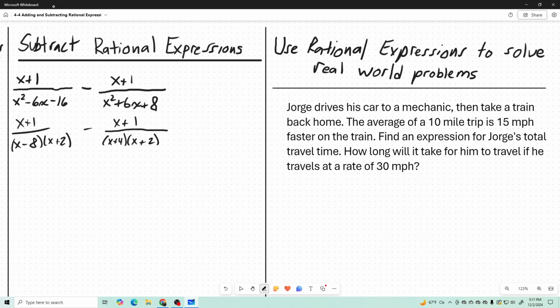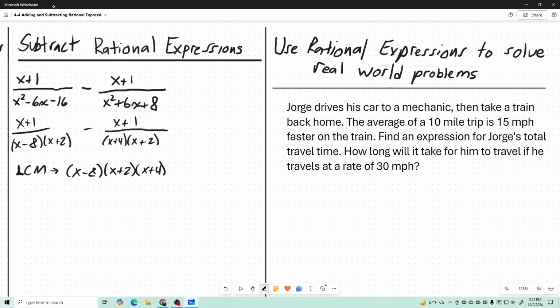And now we have to find the least common multiple, right? So our common multiples here, it looks like they both have an x plus 2, and then the ones that they're not sharing are going to be the x minus 8 and x plus 4. So the LCM is going to be x minus 8, x plus 2, x plus 4. And neither of them have more than one of these multiples, so that's going to be it.